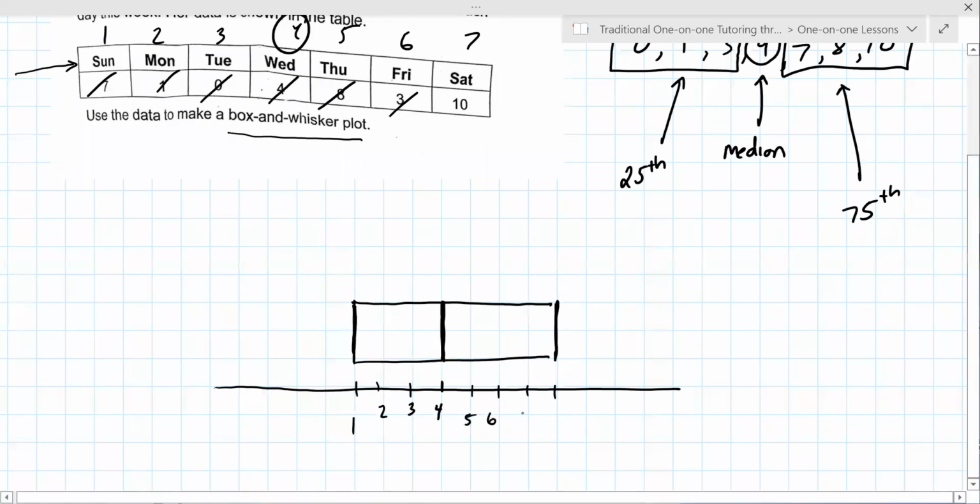And it's good to have the axes labeled. That's why we're doing it.